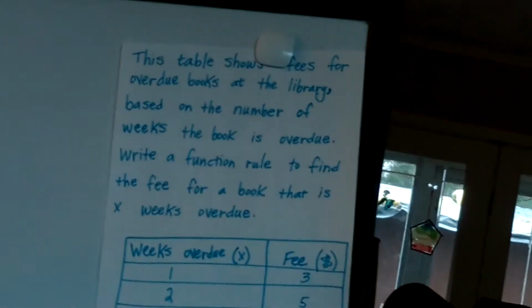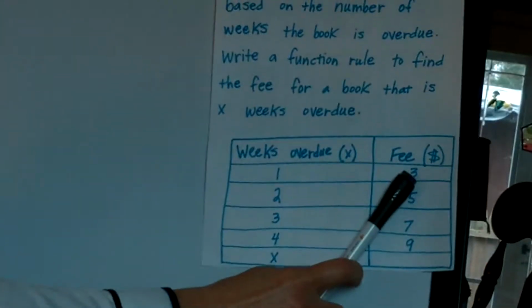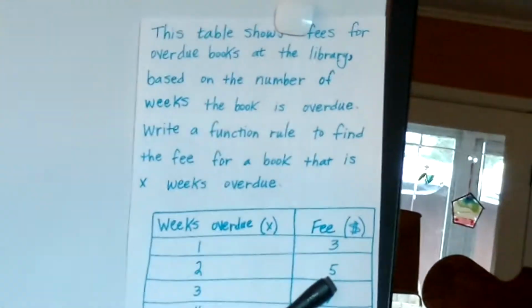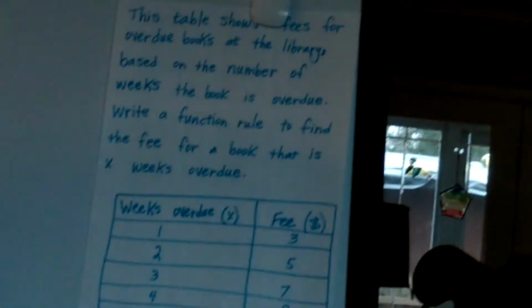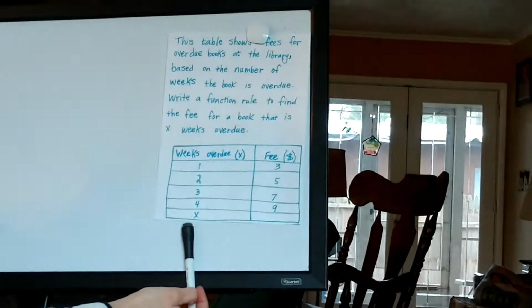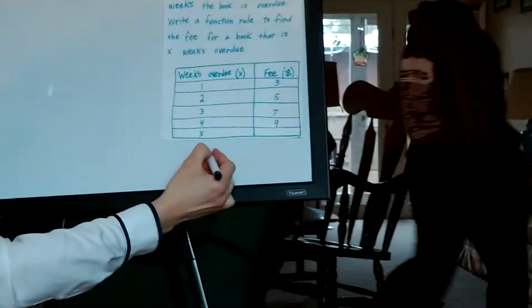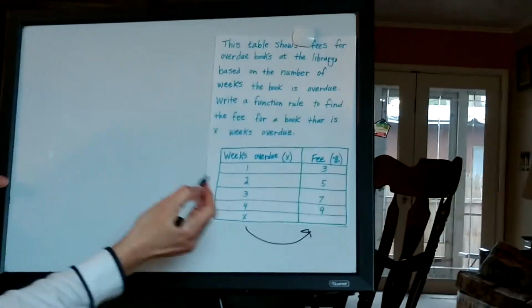Okay, so this table shows if your book is overdue 1 week, you owe $3. If your book is overdue 2 weeks, you owe $5. We want to know what's a function rule to find the fee for a book that is x weeks overdue, which means any number of weeks. Well, this time we want to know how to get from weeks overdue to the fee amount. How do we go from this side to that side?